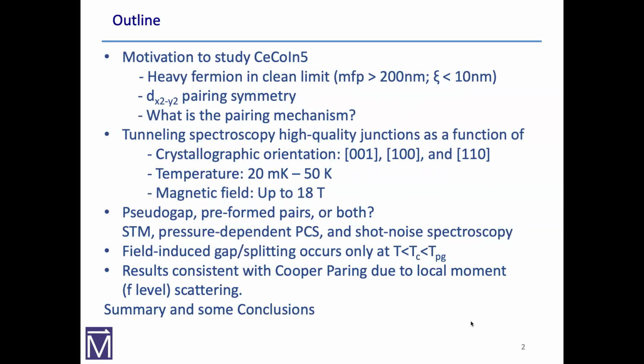I'm going to start with a little bit of motivation for why we're studying this. We've been studying this a long time, the whole series, not just because Joe Thompson told us to do it, but because it's really in the ultra clean limit. Using CeCoIn5, we were able to understand and start using point contact spectroscopy, where you need a really clean sample. It does have a neat x squared minus y squared pairing symmetry, and that's always kind of fun. We don't know what the pairing mechanism is.